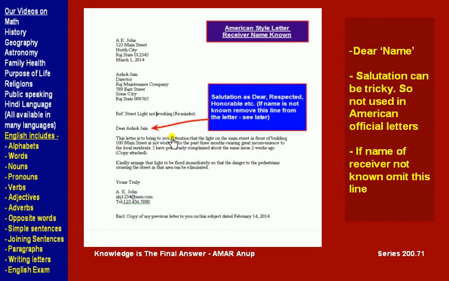Next comes the salutation to the receiver. So you address the receiver of the letter respectfully and you write either dear or respected or whatever appropriate salutation, followed by the person's name if you know the name. If you do not know the name, you can write the person's designation and department, like dear sales manager, dear vice president marketing, etc.